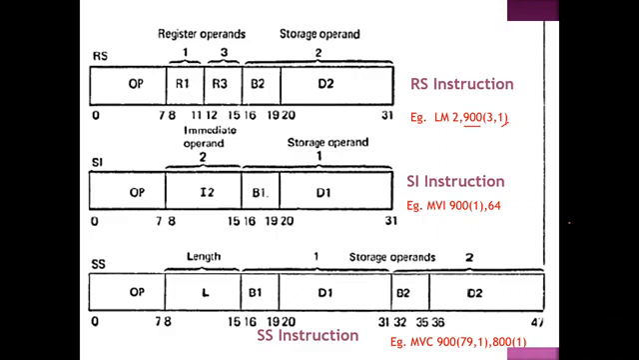B1 is the base register, D1 the displacement, B2 what? The base register of the second operand, D2 the displacement of the second memory location. The second operand is nothing but your memory location. B1 D1 represents one memory location, B2 D2 represents the second memory location. So two storages are used, right? L represents the length. This is an SS instruction.